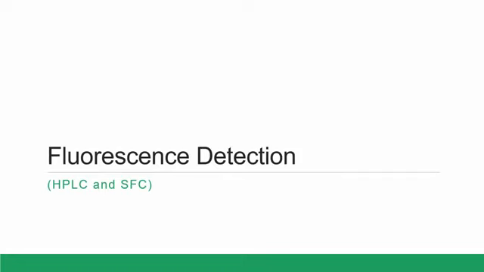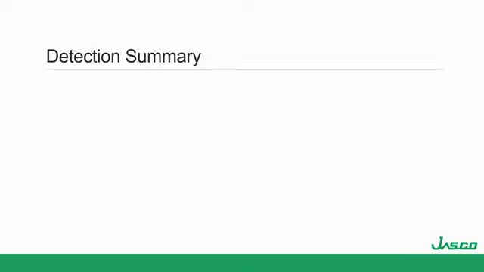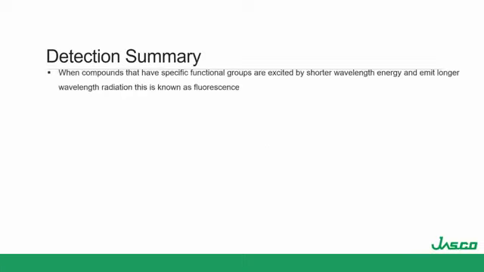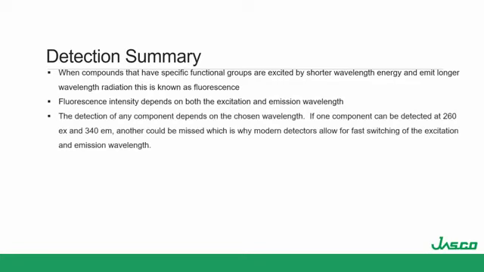On to fluorescence detection. Now, fluorescence detection can be used for both HPLC and SFC, and Jasco is the only one that offers it in the SFC realm. The detection summary: when compounds have certain functional groups that can be excited by shorter wavelength energy and emit longer wavelength radiation, this is known as fluorescence. So the fluorescence intensity depends on both excitation and emission wavelengths. The detection of any component depends on the chosen wavelength.